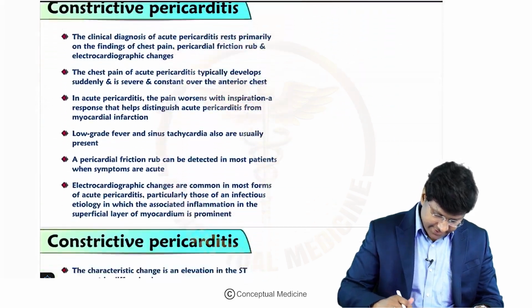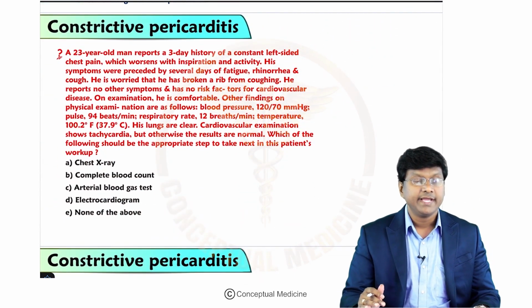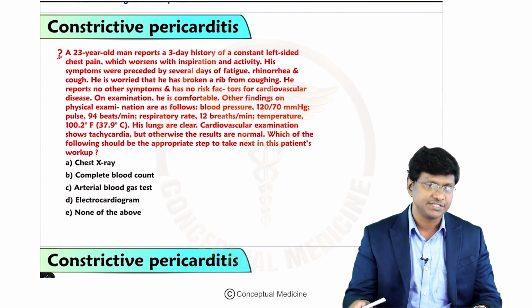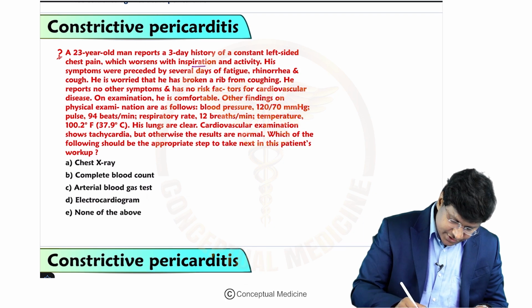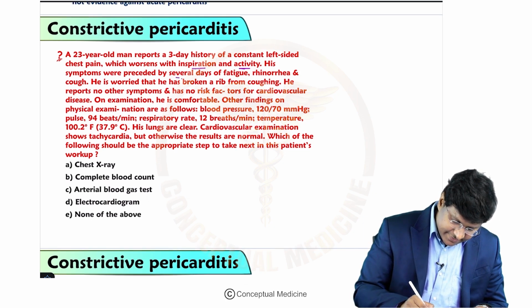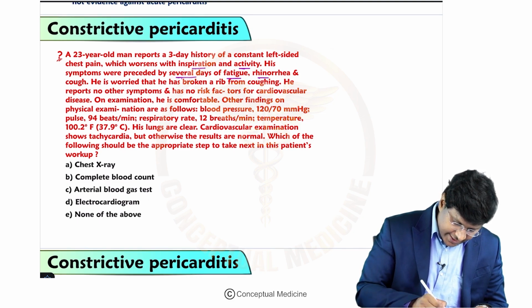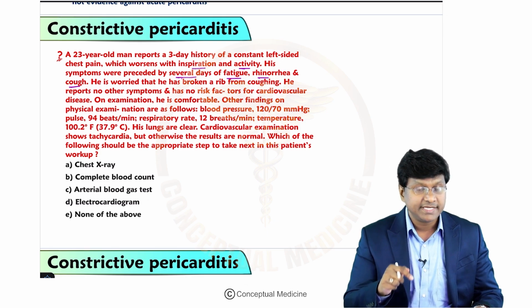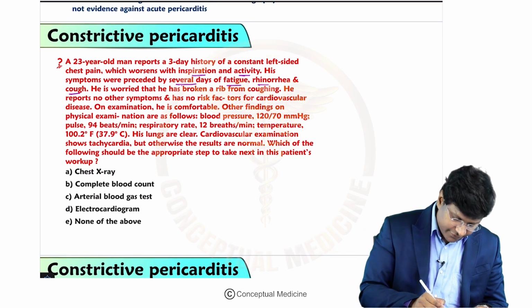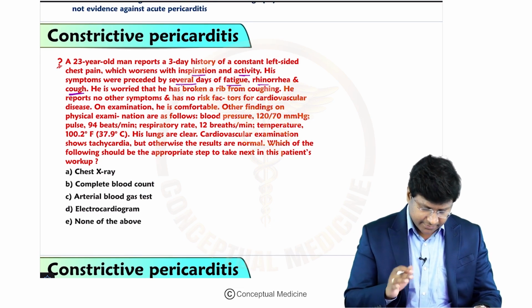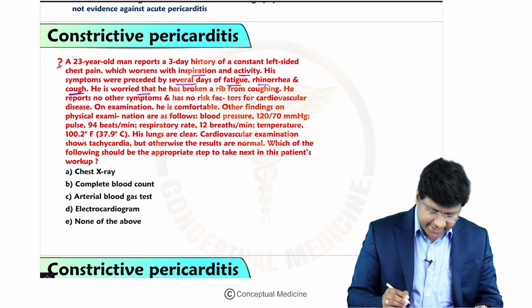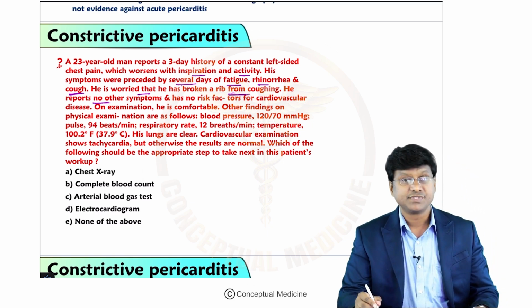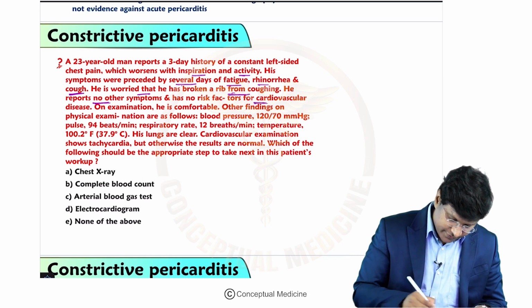Okay, next. Then you see another important clinical scenario. A 23-year-old man reports a 3-day history of constant left-sided chest pain, which worsens with inspiration and activity. His symptoms were preceded by several days of fatigue, rhinorrhea and cough. See, fatigue, rhinorrhea and cough. Rhinorrhea, so there is upper respiratory tract involvement, and then cough. He is worried that he has broken a rib from coughing, and he reports no other symptoms and has no risk factors for cardiovascular disease.